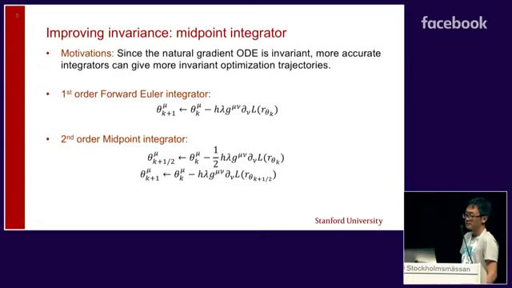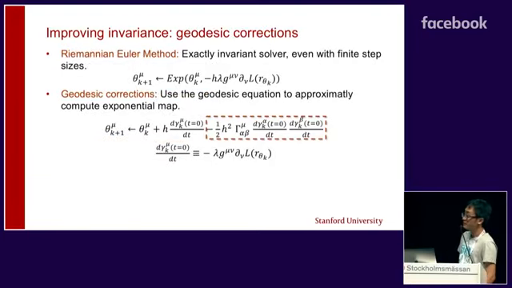So the midpoint integrator converges to the solution of the natural gradient ODE in second order, compared to the first order, so the solution is more invariant. Although the midpoint integrator can be more invariant, it's still not exactly invariant because it is still using a finite step size. People in the numerical analysis literature actually came up with a method called the Riemannian Euler method, which is exactly invariant, even though the step size is finite.